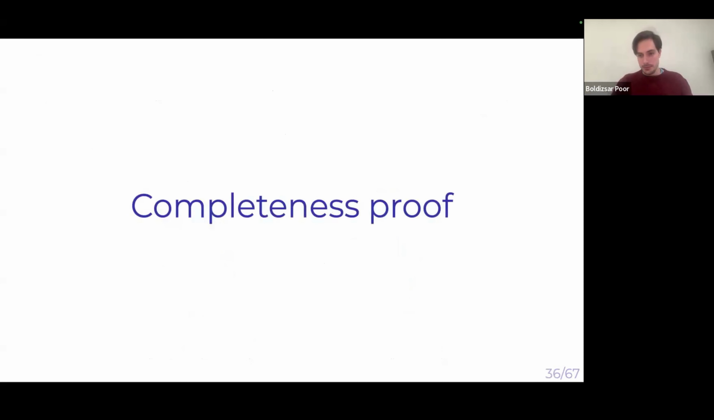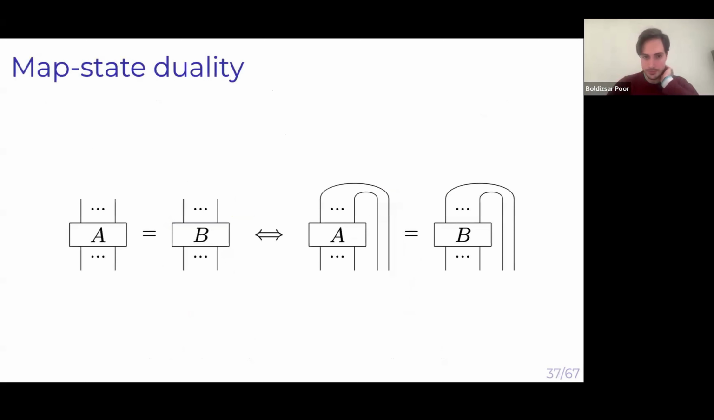So here I am just going to give a brief overview of how the completeness proof works. And this is the same as the qudit completeness proof. So first of all, we only need to consider states because of map-state duality. So having A and B equal as two maps, that's the same as having A and B equal as two states.